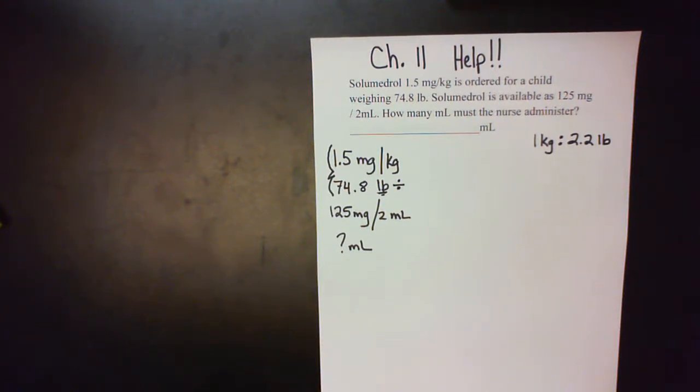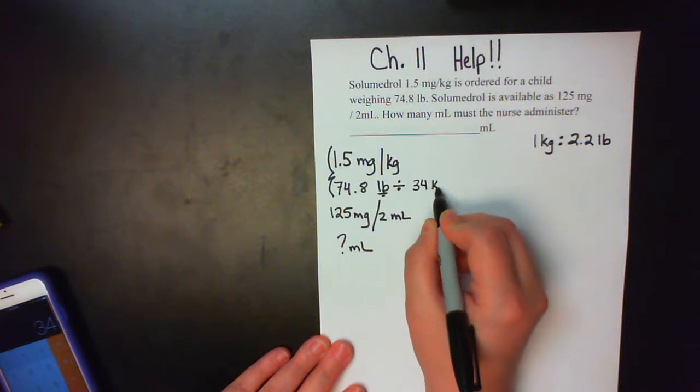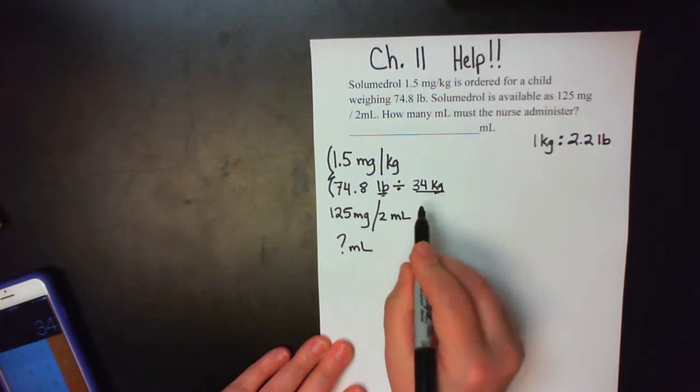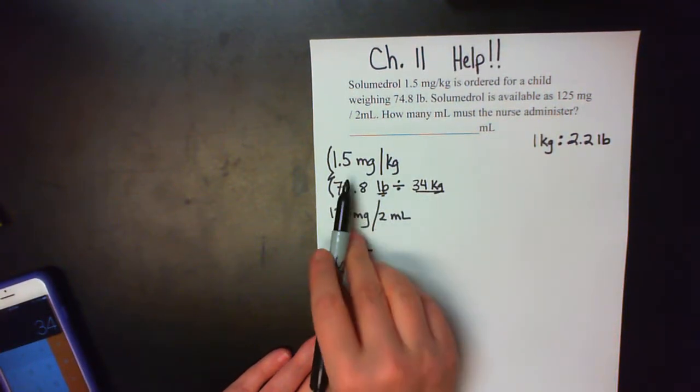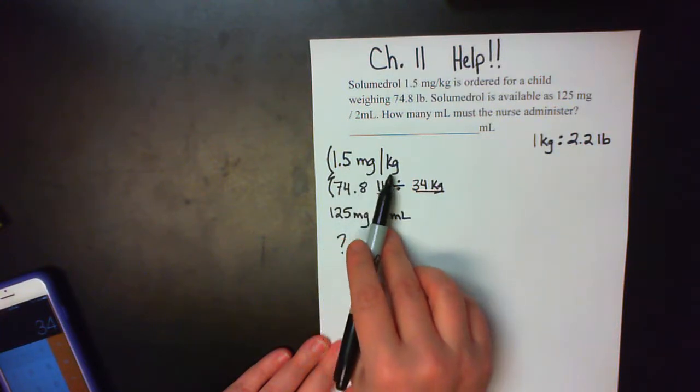And hold on, I gotta find my calculator here. So we will put in there that 74.8 divided by 2.2 gives us 34 kilograms. So this is how many kilograms that this patient weighs, and again, the doctor wants to give 1.5 milligrams per kilogram.